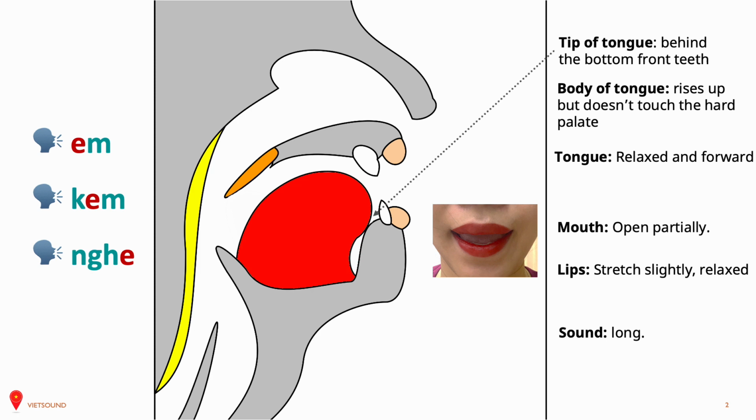First, the tip of your tongue is placed right behind the bottom front teeth. The body of your tongue rises up but doesn't touch the hard palate. Your tongue should be relaxed and put a little bit forward.